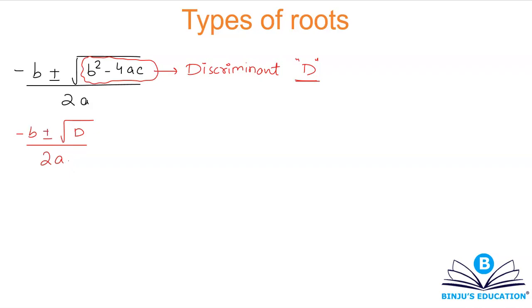Now as far as D is concerned, there are 3 things that can happen. D can be greater than 0, D can be equal to 0, and D can be less than 0. D can be positive, D can be 0, D can be negative. These are the only 3 things that can happen, nothing else can happen. Now if D is greater than 0, then we say that our roots are real and distinct.